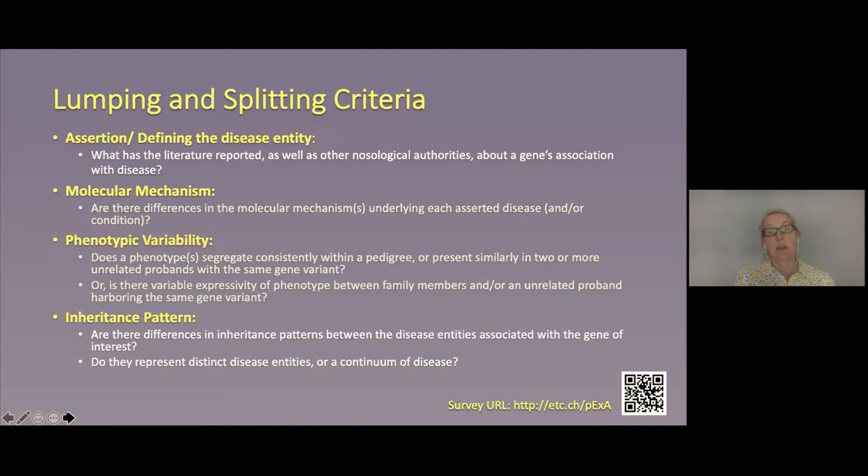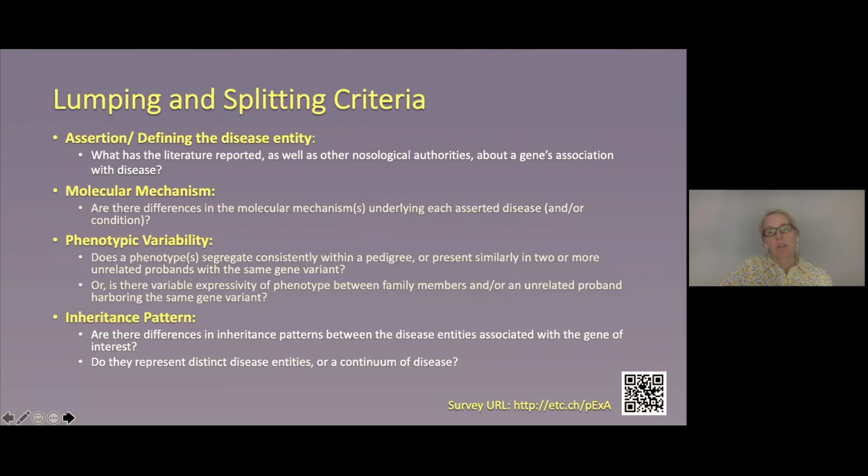And lastly, we wanted to appreciate the inheritance pattern and whether or not there are differences in the inheritance pattern between those disease entities of interest. But we also need to consider whether or not they represent distinct entities, or do those inheritance patterns rather represent a continuum of disease. You can think of these as somewhat of dosage impacts as well, in which case we would think of semi-dominance. Some examples of that are when we think about LDLR and familial hypercholesterolemia.